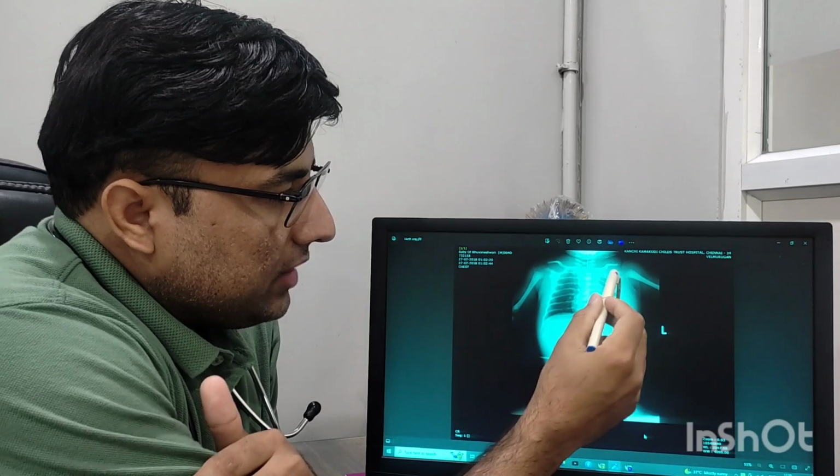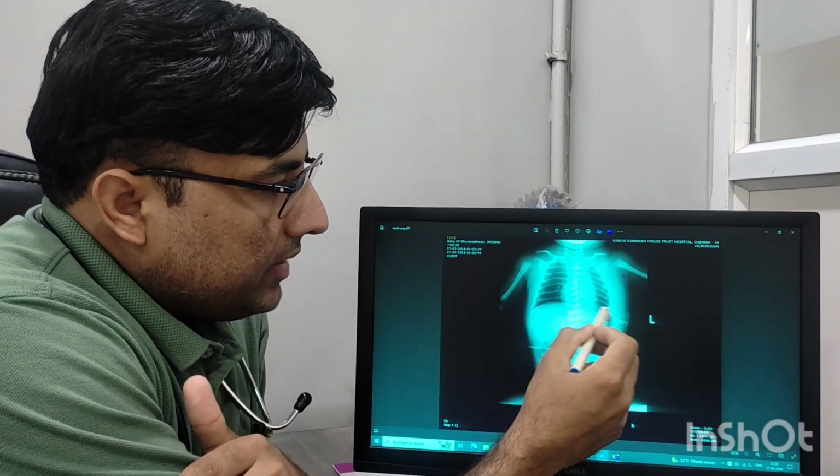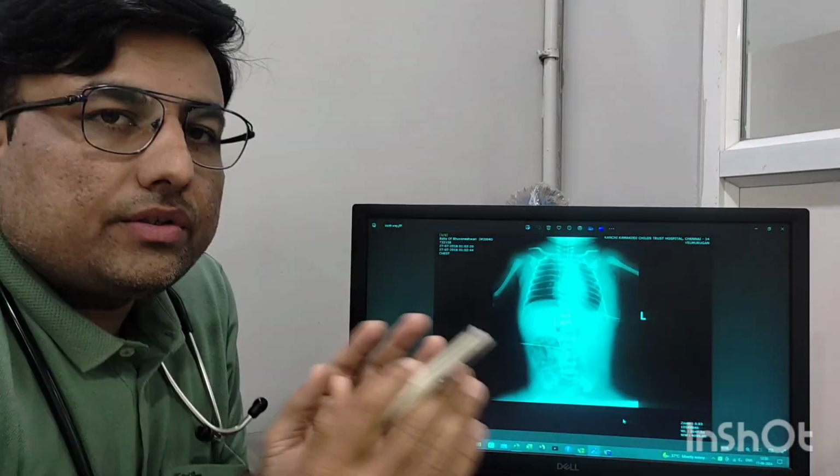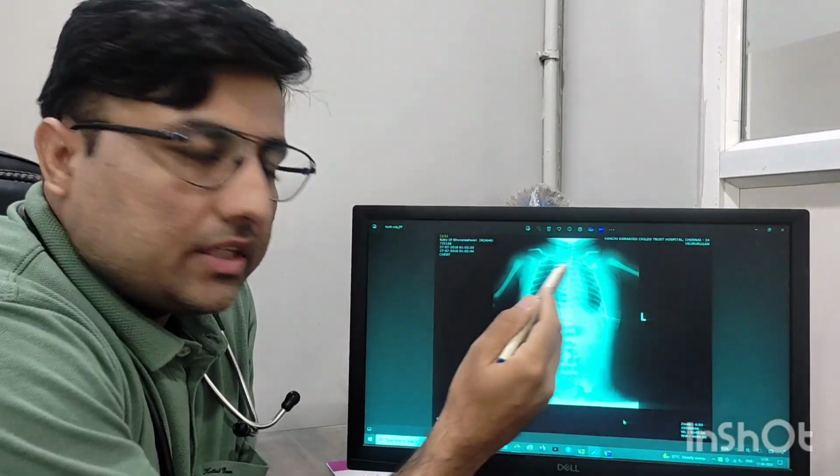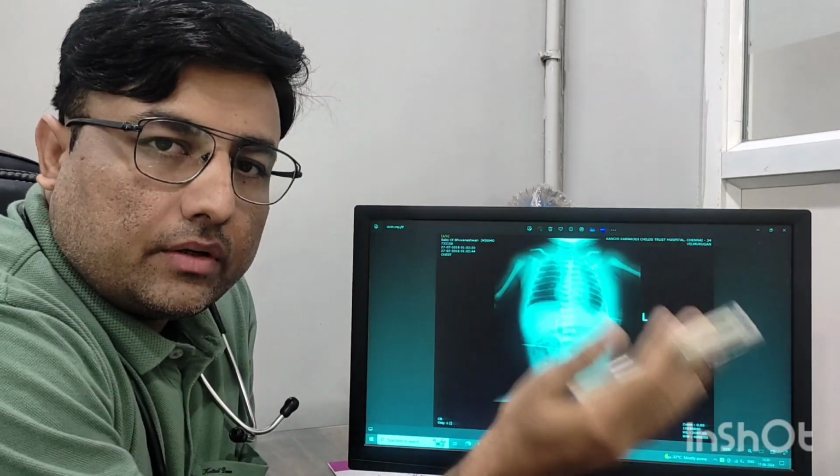Next we will comment on the lung parenchyma. So in lung parenchyma, first we will see whether any pathology is there, whether it is symmetrical or asymmetrical, present in both the lungs or one side only.